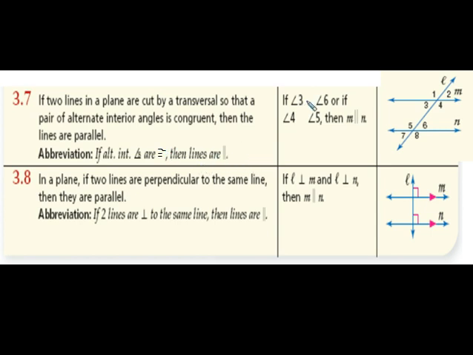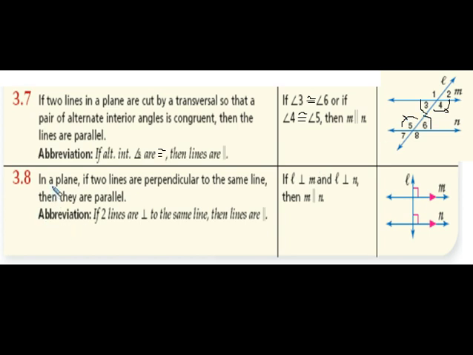So in this picture here, if they tell you that angle 3 is congruent to angle 6, or if angle 4 is congruent to angle 5, then we know that M and N are parallel. Let's point those angles out. Here's 3 and 6. They're going to tell you that those are congruent. 4 and 5, they're going to tell you that those are congruent. Then we know M and N are parallel.